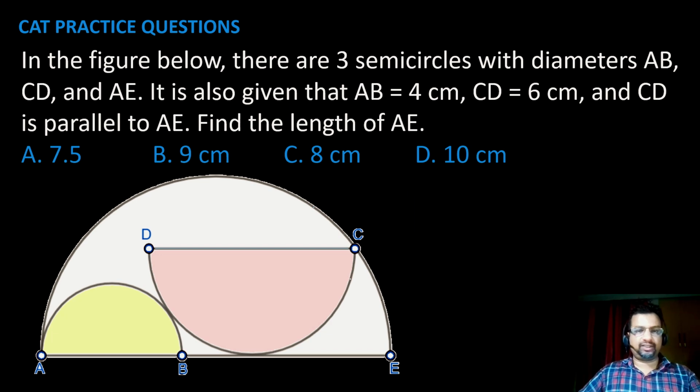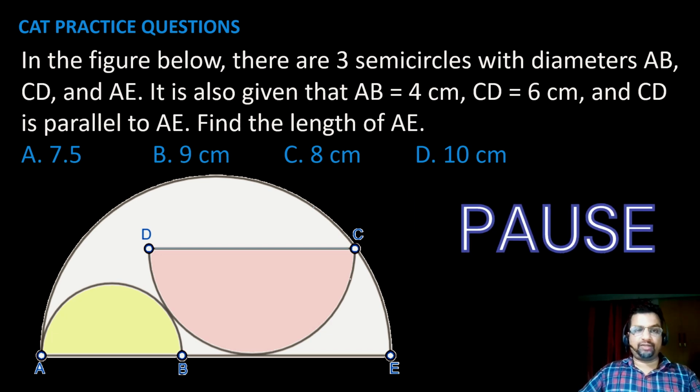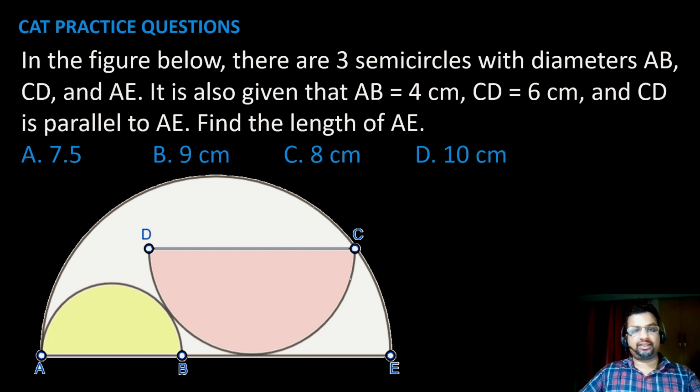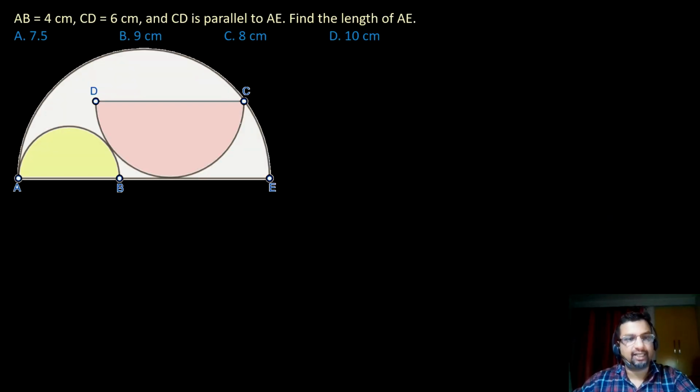It's a geometry question. As usual, pause the video, take 3 minutes to solve the question and then come back for the solution. So this is a semicircle. It's again a semicircle and it's a semicircle also. There are three semicircles, right? And one more thing is given, DC and AE are parallel.